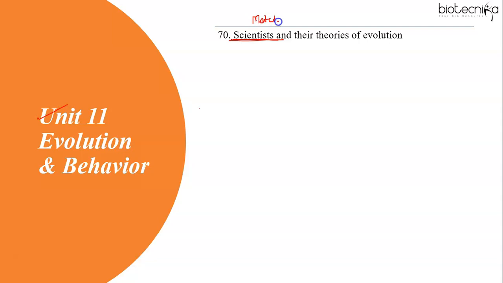Next unit is Unit 11, Evolution and Behavior. Focus on scientists and their theories of evolution. Earlier, there were no questions asked on the scientists' names and their theories of evolution in the CSIR NET Life Science exam. But if you go through the past one or two years' CSIR NET Life Science papers, you will find that questions do come on scientists and their theories of evolution. Usually match the following type questions are asked. So don't forget to go through the scientists and their theories of evolution.